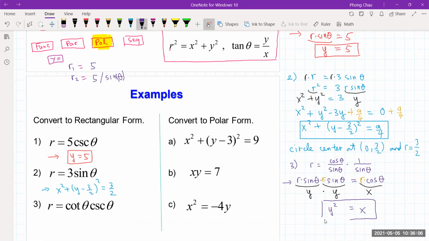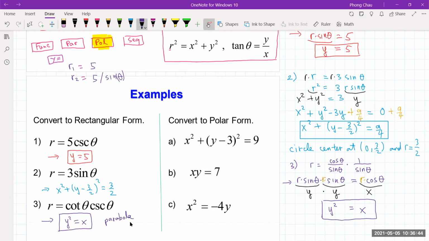Right, so do we know this? Yes, that's a conic. So that is the parabola, right? The parabola is open to the right instead of open up. All right, so again, that's equivalent to a y squared equal x, and we have a parabola open to the right.